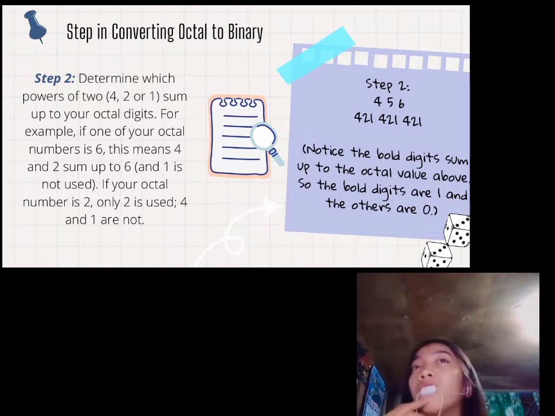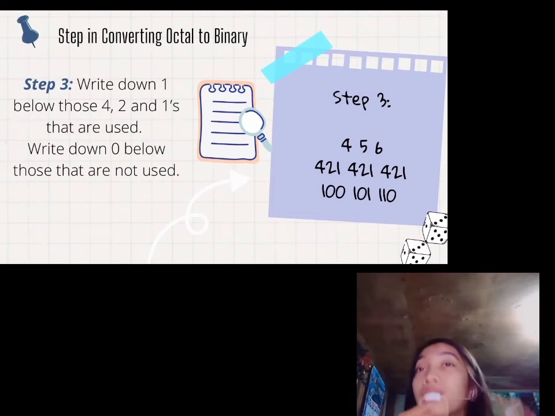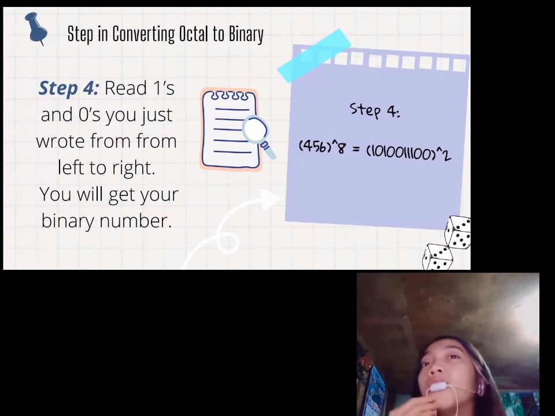For example, if one of your octal numbers is 6, this means 4 and 2 sum up to 6, and 1 is not used. If your octal number is 2, only 2 is used and 4 and 1 are not. Step 3. Write down 1 below those 4, 2, and 1s that are used. Write down 0 below those that are not used. Step 4. Read the ones and zeros you just wrote from left to right. You will get your binary number.